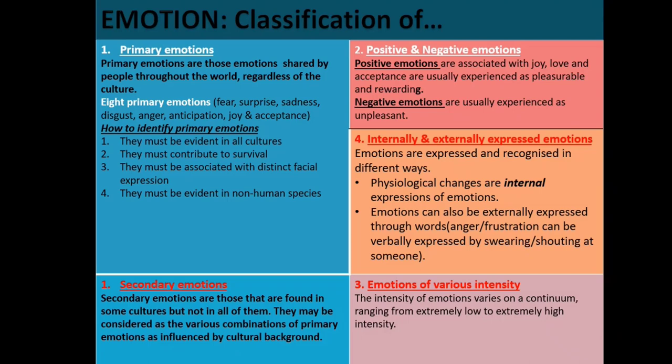Emotion can be expressed externally through words. When you start swearing, anger and frustration can lead to verbal expression, like swearing and shouting at someone. I won't mention any popular words that they normally say once people are angry. They use the F words, V words. They're swearing and shouting. Emotion is expressed through words; anger and frustration can be verbally expressed by swearing and shouting at someone.